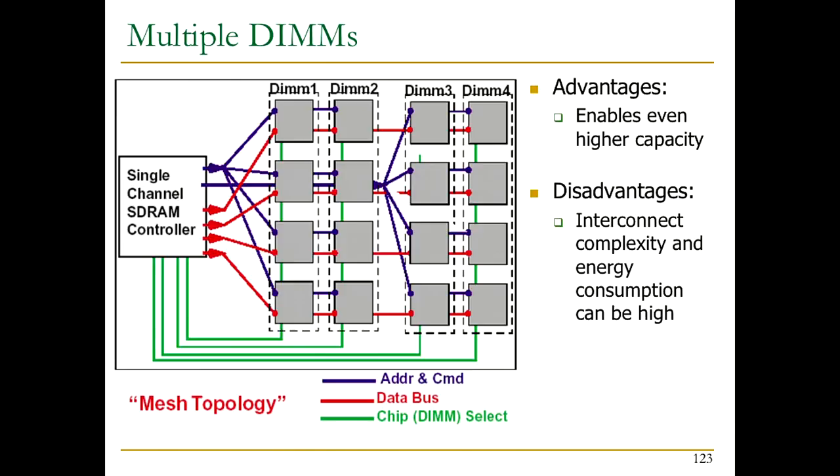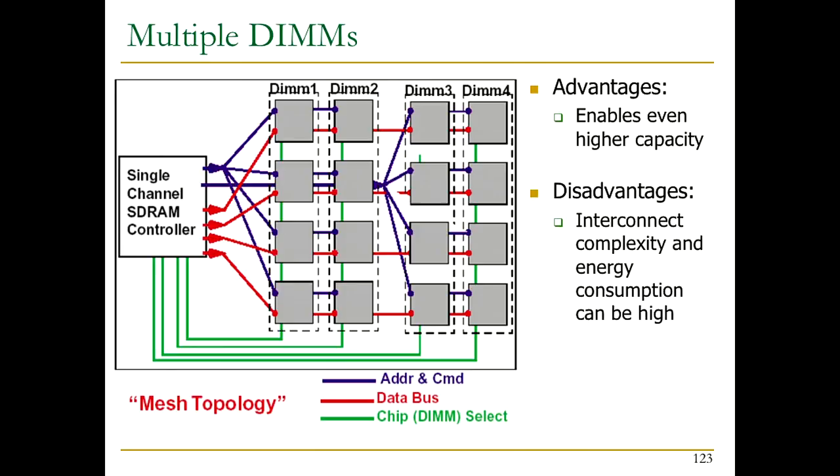Daisy chain meaning you have a single connection here, and then a buffer here, and then you send the command. If the command is not to this DIMM, it passes it along to the next one. If it's not to that DIMM, it passes it along to that one. If it's not to that DIMM, it passes it along to that one. That's called a daisy chain.